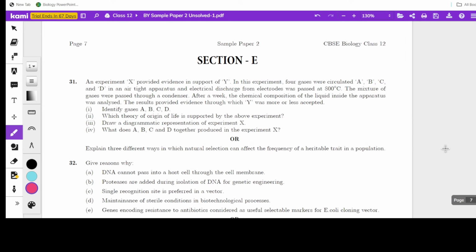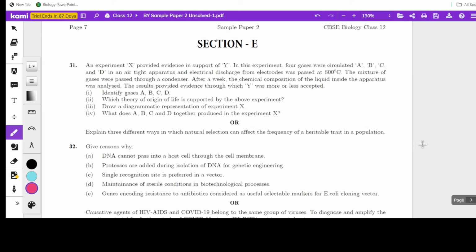Now section E, coming to section E. An experiment X provided evidence in support of Y. In this experiment, four gases were circulated, A, B, C and D, in an airtight apparatus. An electrical discharge from electrodes was passed at 800 degrees Celsius. The mixture of gases was passed through a condenser. After a week, the chemical composition of the liquid inside the apparatus was analyzed. The results provided evidence through which Y was more or less accepted.